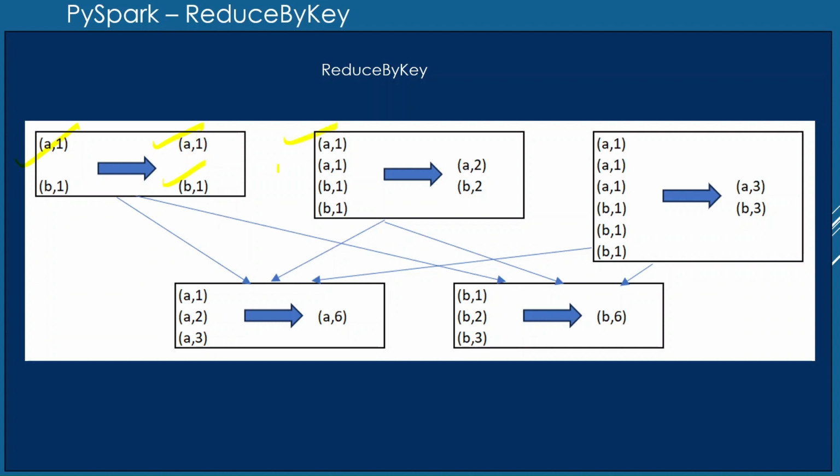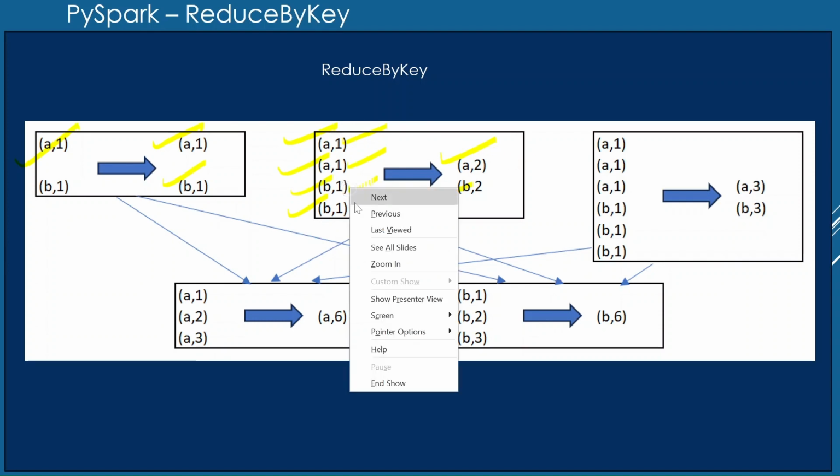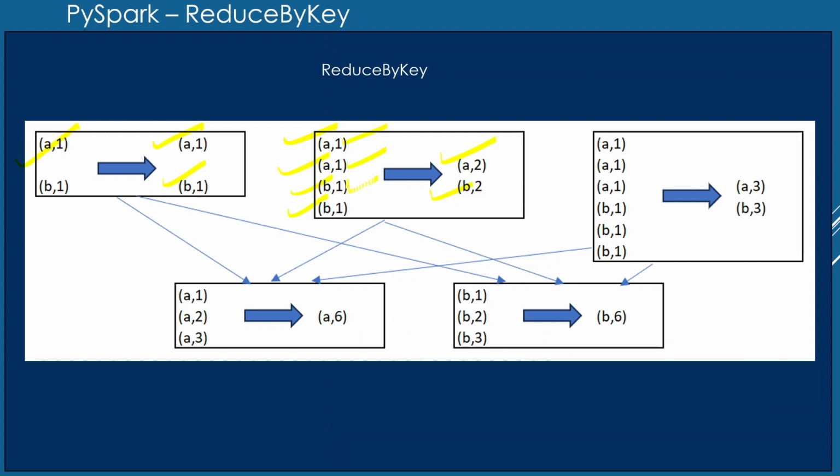Here there are 2 values of A1 and 2 values of B1. So how is it reducing? It is reducing in the same partition to A2 and B2, because we are doing the sum operation. It is taking the value of A, 1 and 1, so it is 2. It is taking the value of B, 1 and 1, so it is 2 here as well.